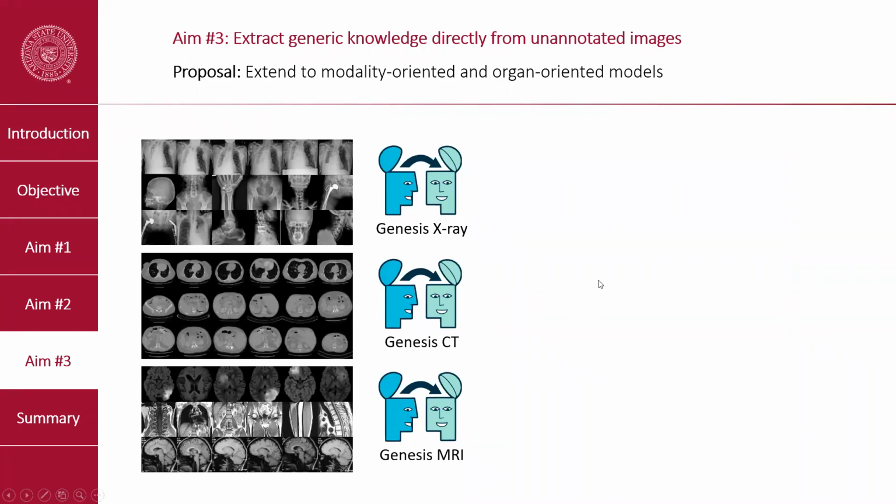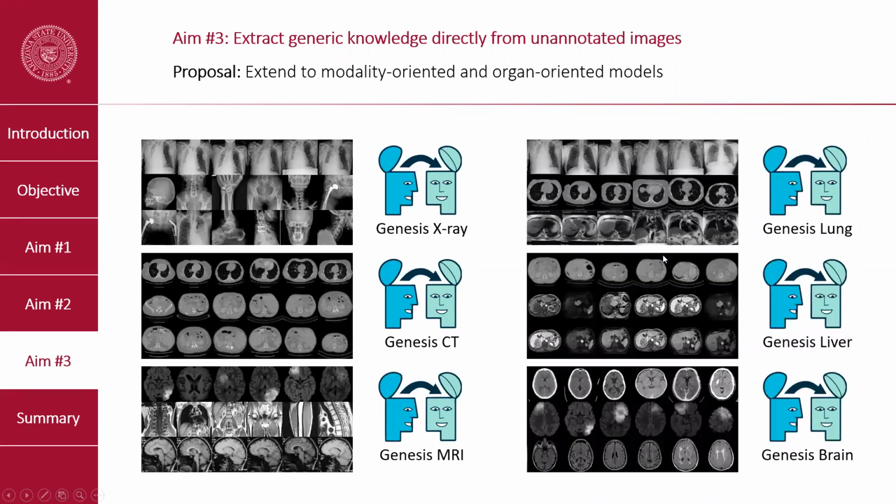In the future, we intend to collect medical images from different modalities and pre-train modality-oriented models for improved accuracy in that particular modality. Moreover, we intend to collect medical images from different body parts and pre-train organ-oriented Genesis models for improved accuracy in that particular body part, such as Genesis Lung, Genesis Liver, and Genesis Brain.